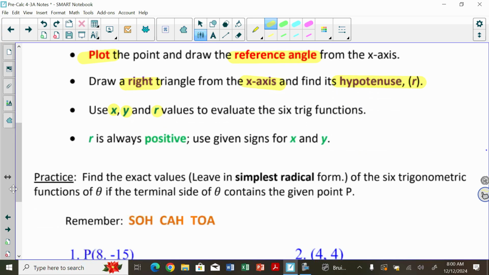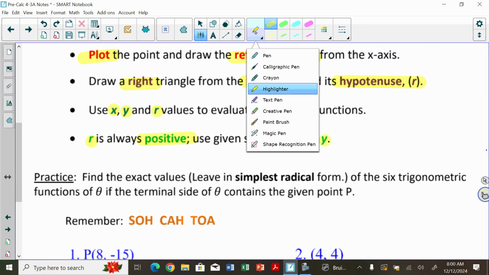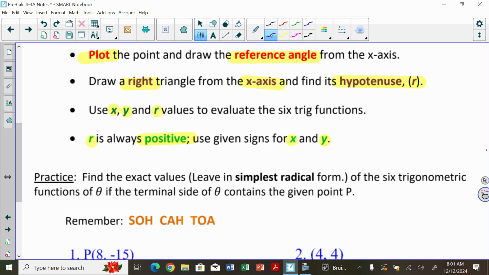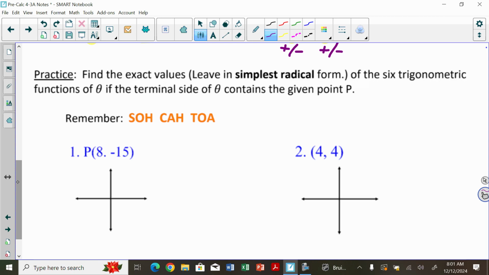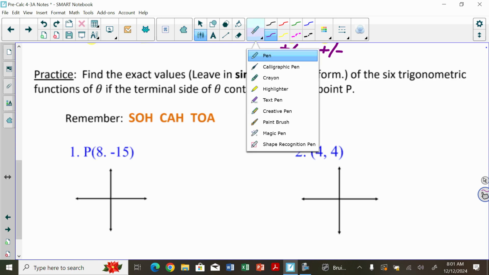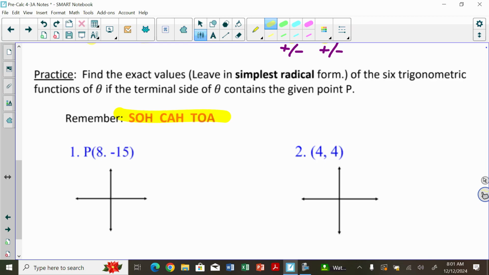And then just remember that r is always going to be positive. So x and y can be negative; they could be positive or negative. Use the signs, depending on what quadrant it's in. Let's talk about those. Find the exact values of these. We want to label it and leave it in simplest form. And again, like I said, remember, you can always do SOHCAHTOA. That's always important to do here.